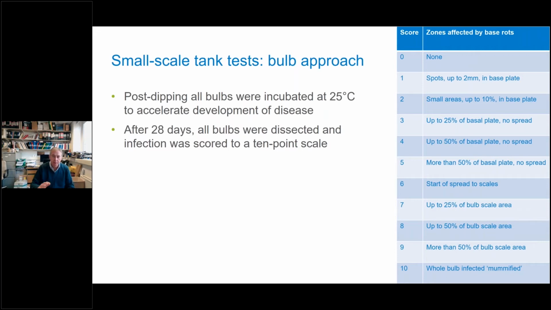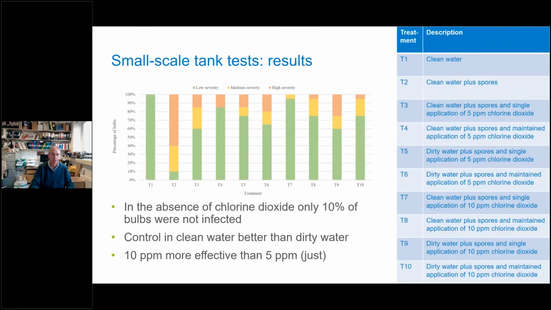Now, you don't need to take it all in, but really 0 and 1 is very, very low infection. 8, 9, and 10, it's not good. Everything is infected. And the results of the bulb assessments are shown in this figure. And I think there are 2 main takeaway stories.